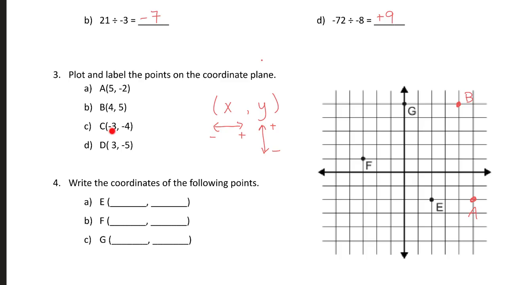The third point we're plotting is C, which is (-3, -4). We're starting at the origin. So we're going to go left because it's negative, left 3 units, 1, 2, 3. And then we're going to go down 4 units, 1, 2, 3, 4.